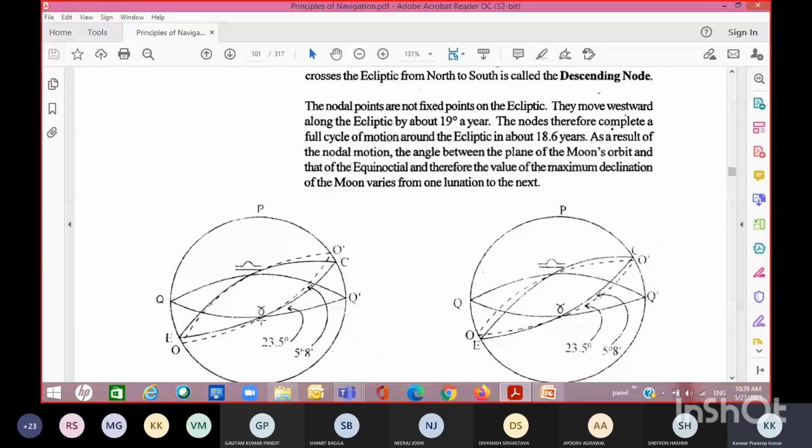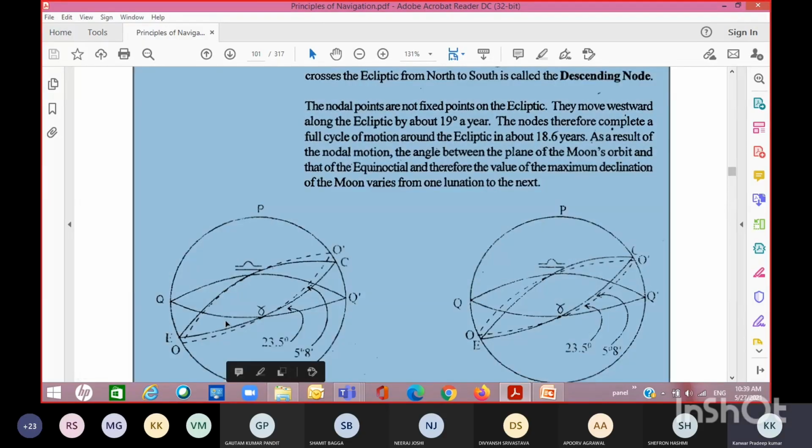What does it say? They move westward along the ecliptic by about 19 degrees a year, not along the equinoctial. So this cross, where the moon's path and the sun's path cross, will move on this bold line westwards by about 19 degrees a year. So, first point of Aries to E, you can see this bold line. Yes. Shall I draw on the board? Yes, sir, board.